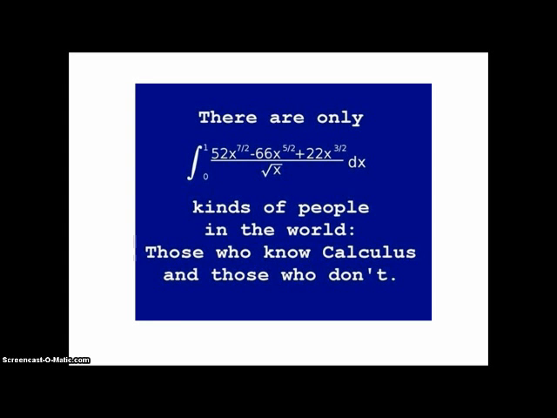And so I leave you with a little calculus humor. There are only 10 kinds of people in the world: those who know calculus and those who don't.